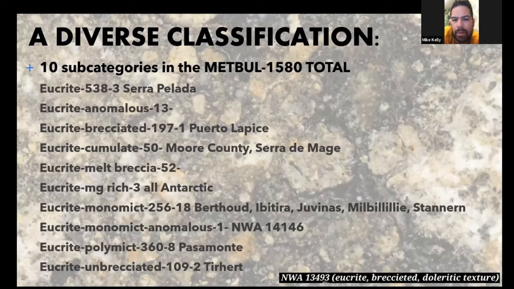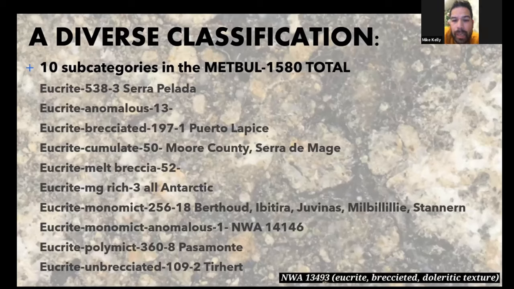A basalt is a very fine grain texture. These will have more coarse grained minerals inside of them. And so they're really more like what on Earth we'd call a gabbro. But there are 50 of those. Moore County is one of them. And also Serra de Magé is another pretty famous one. You'll see those come up very rarely, but they're cool eucrites to have.